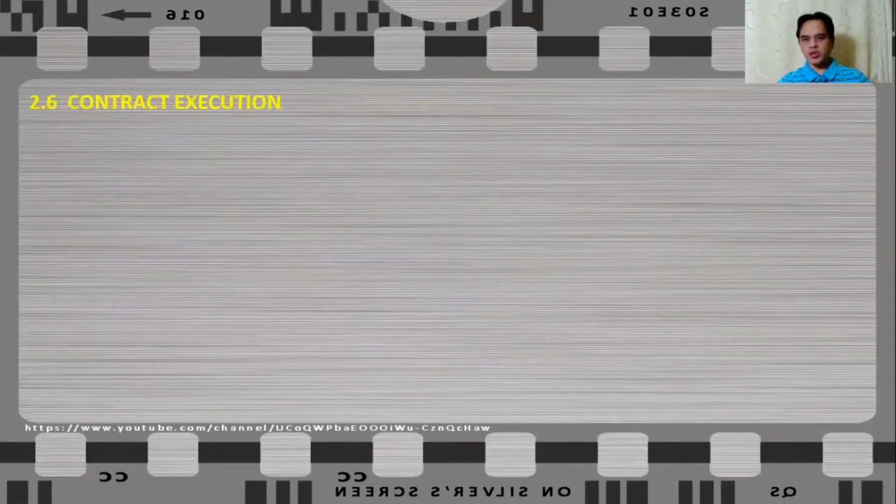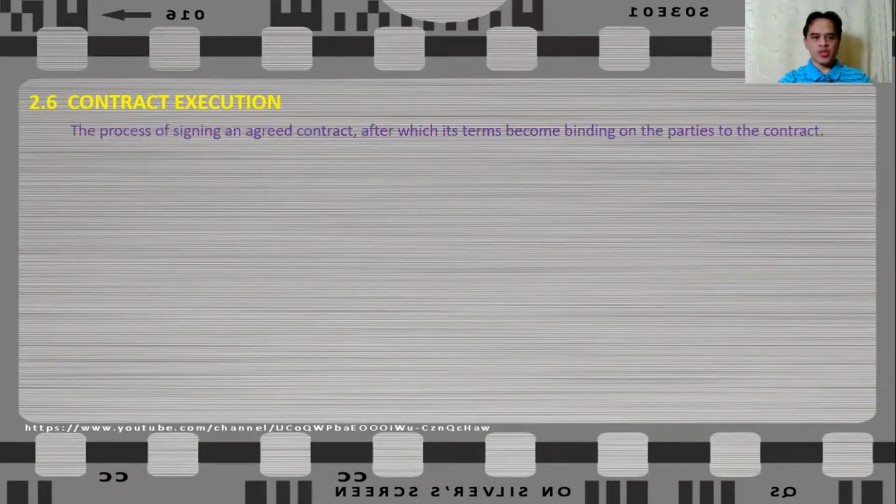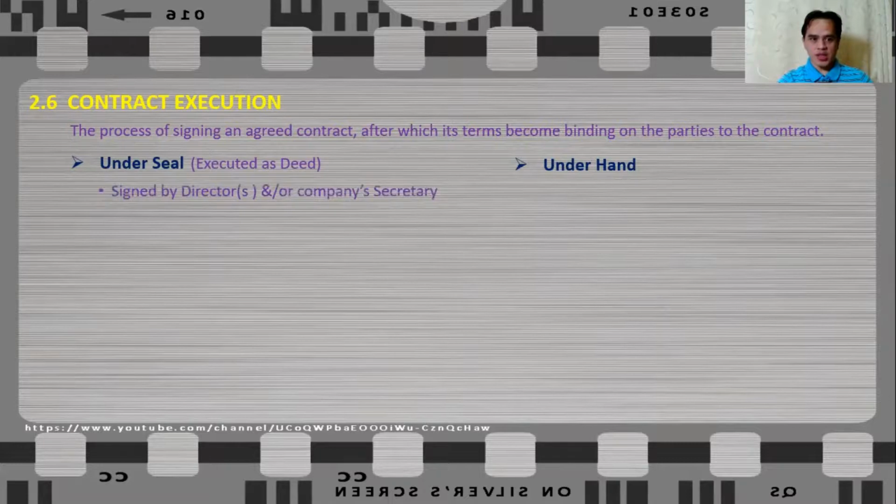What is contract execution, or how do we execute a contract? Contract execution is the process of signing an agreed contract, after which its terms become binding on the parties to the contract. So signing or executing the contract may be done under seal or underhand. So what are these two? A contract under seal, or executed as a deed, is signed by the directors or company secretary. So there's a lot of formality on this type of contract signing. It can be signed by either two directors of the company, or one director and one secretary, depending on the setup.